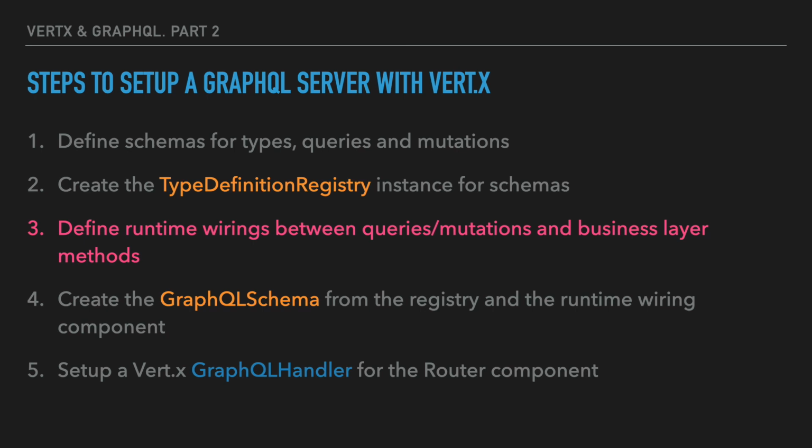The fourth step is to create a GraphQL schema from the registry and from the runtime wiring component. So we use the type definition registry from step 2, and we use the runtime wirings from step number 3 in order to create this GraphQL schema. And finally we set up a GraphQL handler with a Vertex router, the same way we do with all other handlers in the Vertex web library. So now let's start coding.